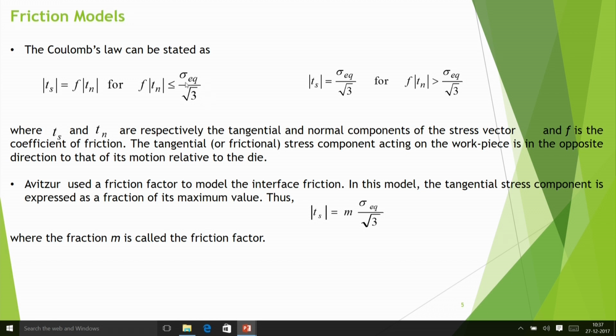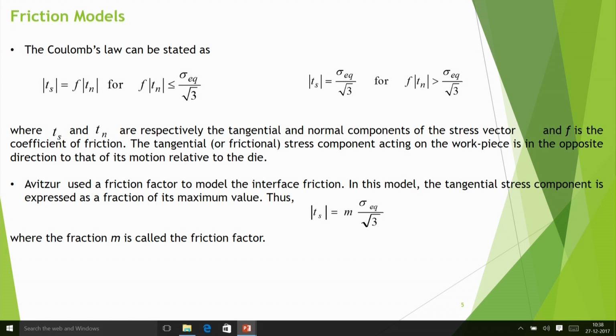So, f T n is smaller or equal to sigma eq by root 3, and T s is equal to sigma eq by root 3 for f T n greater than sigma eq by root 3. T s and T n are the tangential and normal components of the stress vector. We call it a stress vector, though the unit is Newton per meter square only, but when we talk about the stress on a particular plane being specified, we can say it is a vector also.